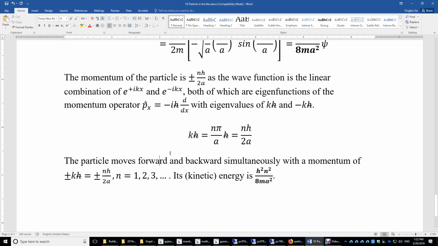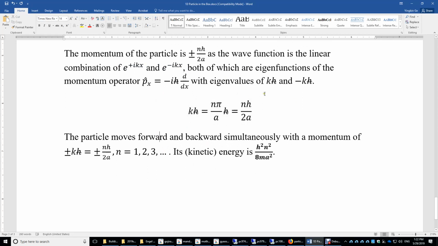So what's the physical meaning of this entire particle in the box wave function? This particle moves forward and backward simultaneously with a momentum of plus minus k h bar or plus minus nh over 2a, where n equals 1, 2, 3, 4, and so on. So we don't really know the exact value of its momentum because we don't know its direction. But we do know its kinetic energy. The kinetic energy of the particle in the box is n squared h squared over 8ma squared.